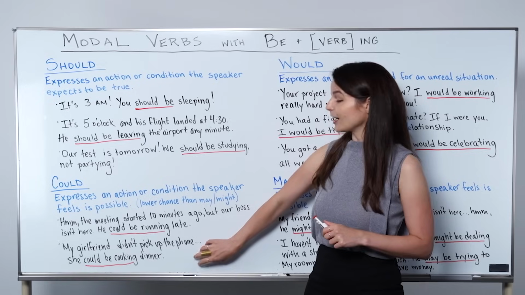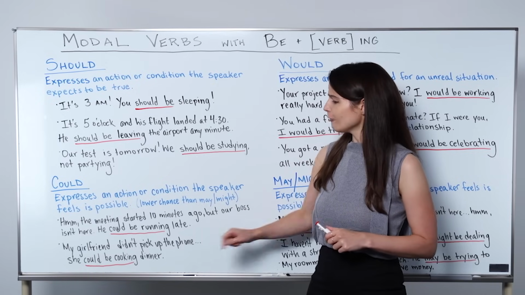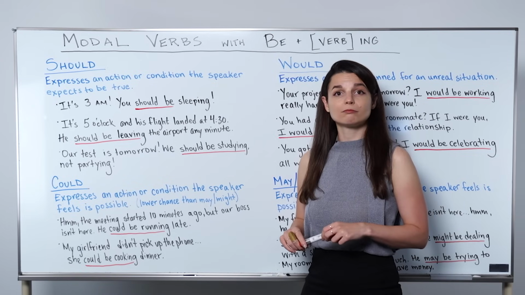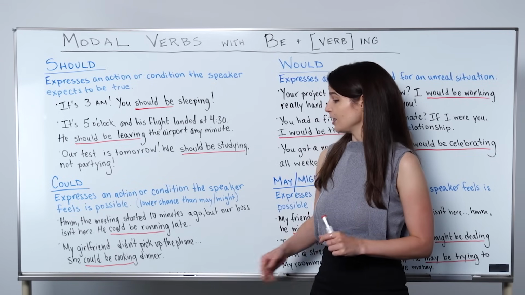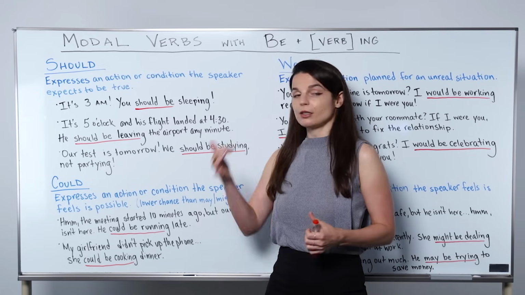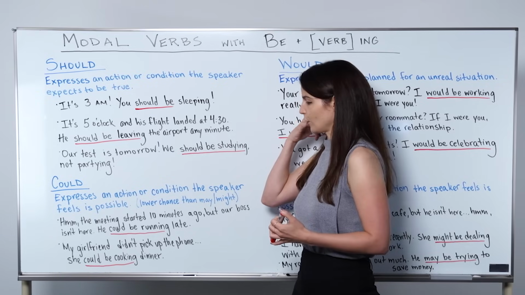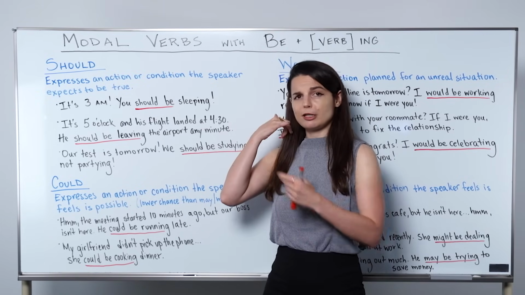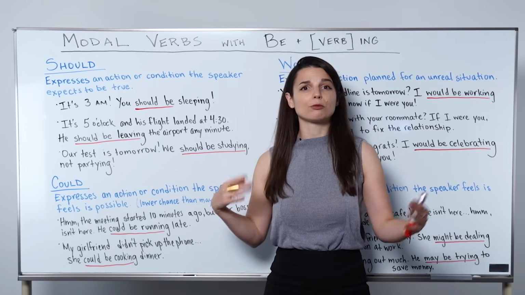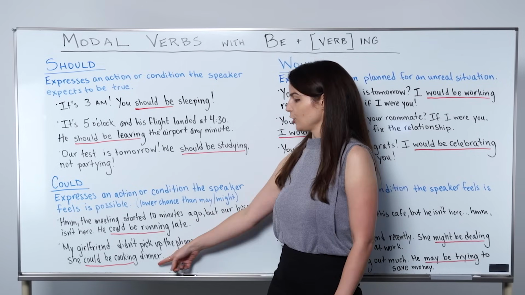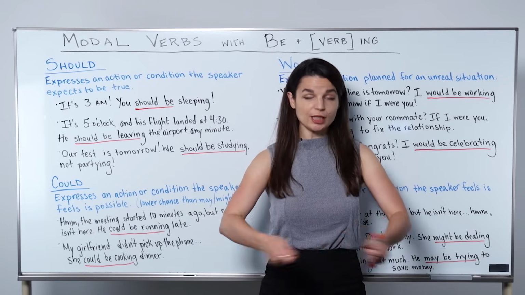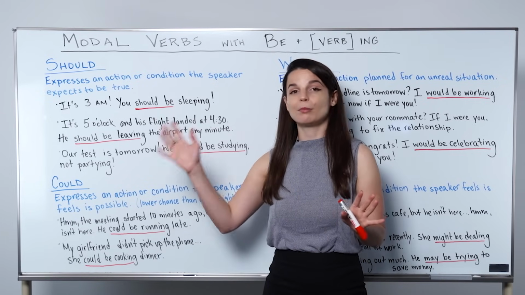Okay, let's look at another example. My girlfriend didn't pick up the phone. She could be cooking. So again, my girlfriend didn't pick up the phone. She could be cooking. So in this case, this person tried to call their girlfriend, and the girlfriend did not pick up the phone. She did not answer. So the speaker is thinking of a reason. Why? Okay, well, she could be cooking. So in this moment, she is cooking, and that's why she didn't pick up the phone.